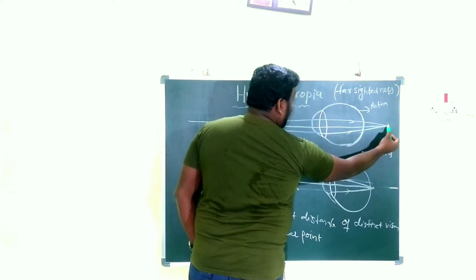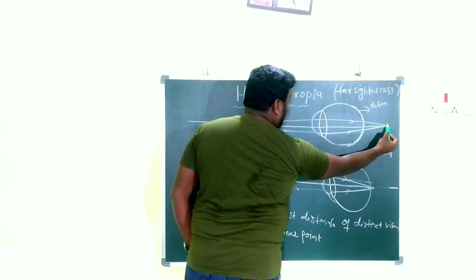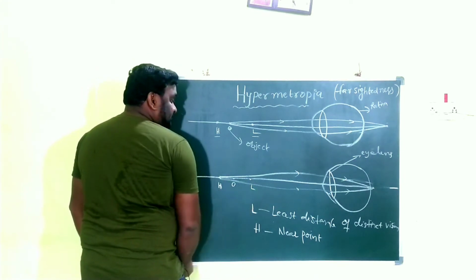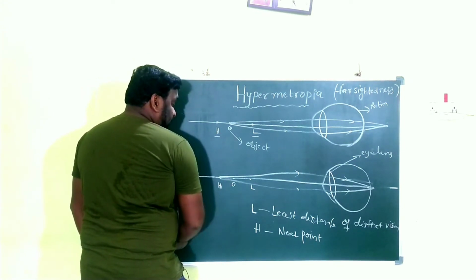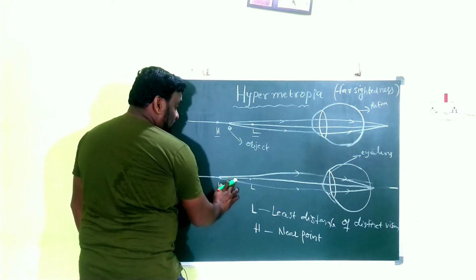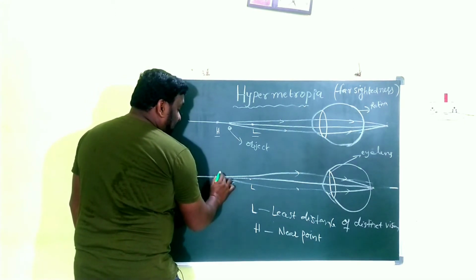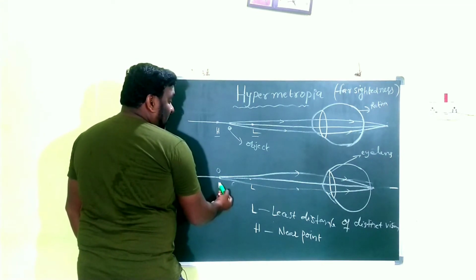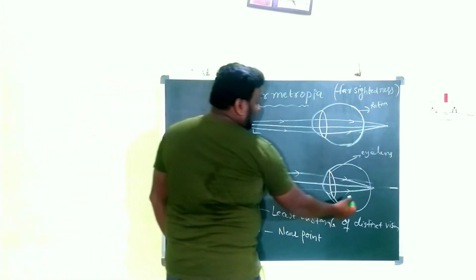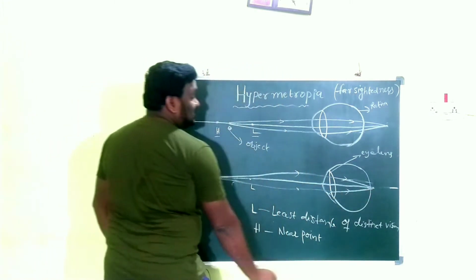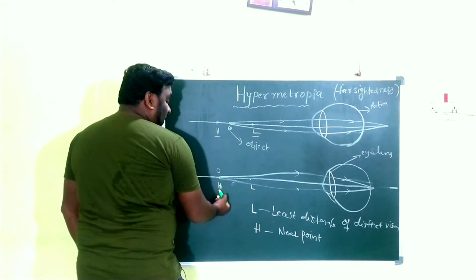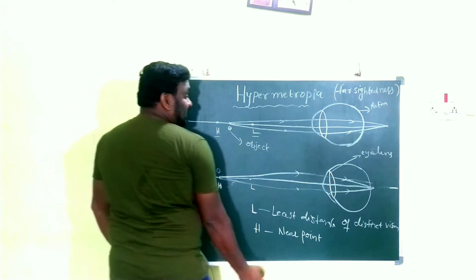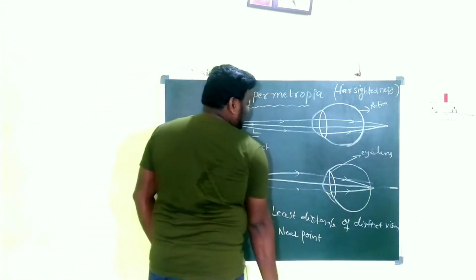Yes, behind the retina. What is that? Behind the retina. Clear? And in this case, at the point H we have the object. In the second diagram, at the point H, at the near point, the object is there. Then where are we getting the image? On the retina. So when the object is at the near point, the image can be formed on the retina.